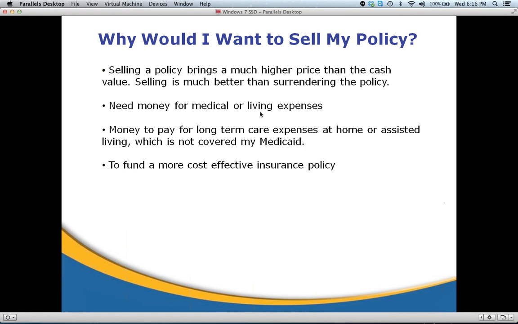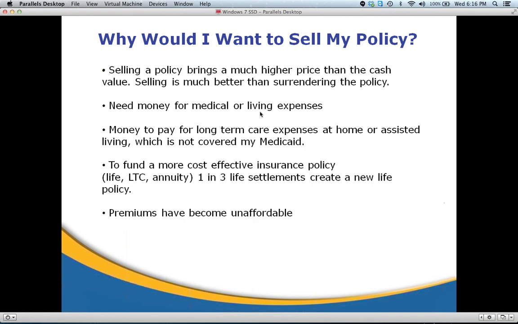Oftentimes, selling a policy can help fund a more effective and different insurance policy. About 1 in 3 settlements create a new life policy or some other type of insurance policy, whether it's more cost-effective life insurance, a long-term care insurance policy, or an annuity. So you can take that money, roll it into an annuity, and turn that lump sum into an income stream that could last your whole life. So if you had another 10 or 12 or 15 years to live, it could be a great way to create a steady income during that period of time.